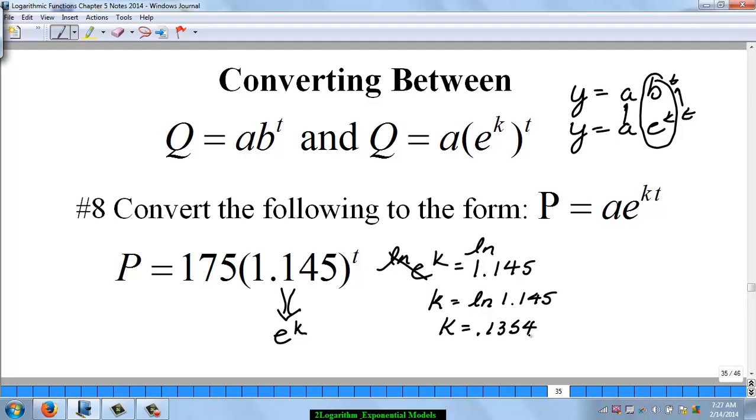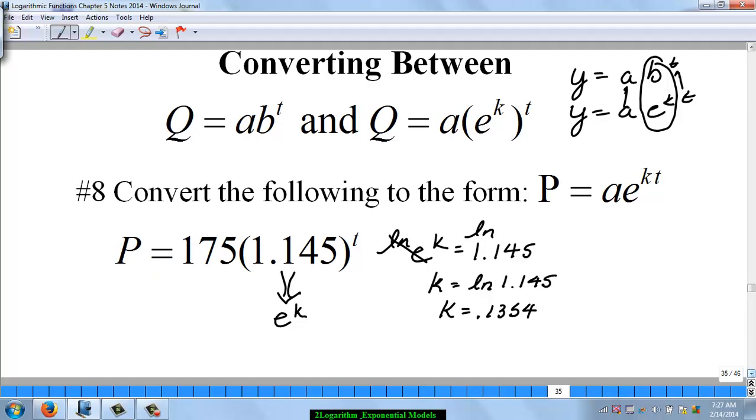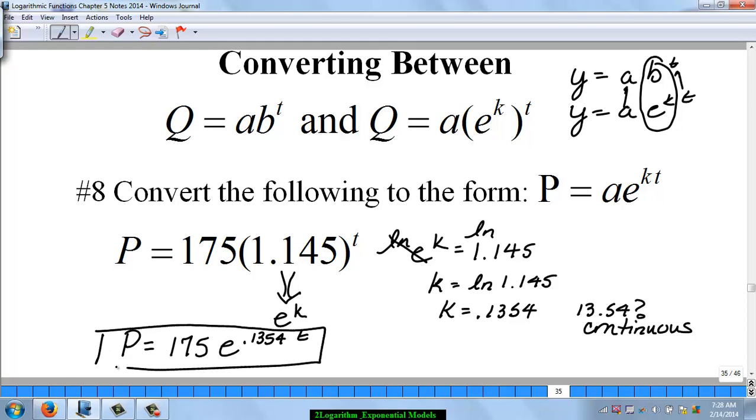So my exponential formula is going to be P equals 175 e to the 0.1354t. Now this one's growing 4.5% annually. This one is a 13.54% continuous growth. So you can convert back and forth fairly easily to do that. So that's what your formula ends up being, and you converted that formula.